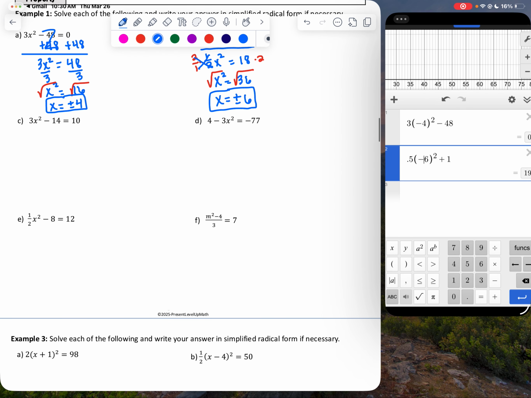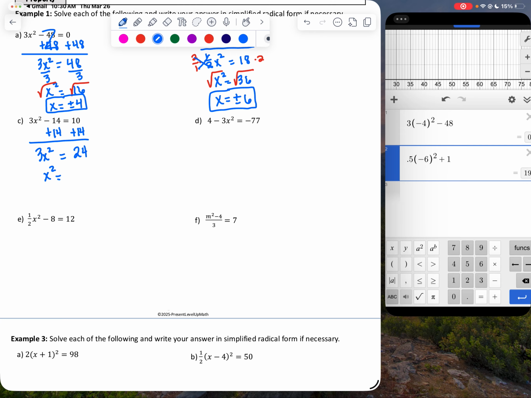All right, problem C. We have 3x squared minus 14 is equal to 10. So we'll start out by adding 14 to both sides. So 3x squared would equal 24. Divide both sides by 3.